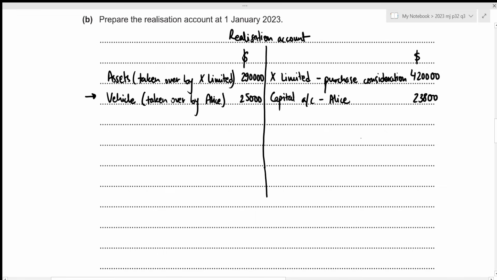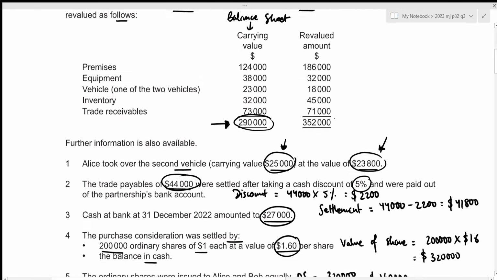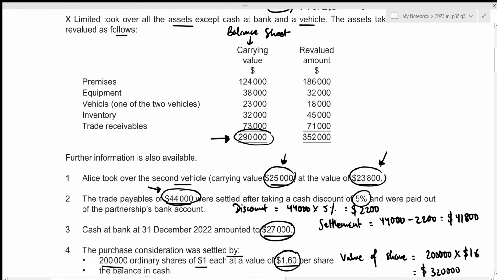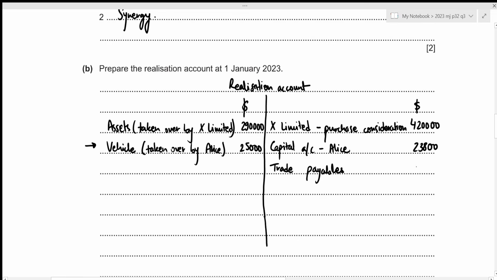Now we repeat the same process but for liabilities, and that will be on the opposite side. Since we recorded assets at its value given in the statement of financial position on the debit side, we do the same thing for liabilities but on the credit side. And the only liability that we had was of trade payables. And its value as per the statement of financial position was 44,000. Whereas the amount that was actually paid was 41,800 from the partnership's bank account. So 44,000 should be recorded on the credit side. And the settlement amount of 41,800 should be recorded on the debit side. And this was paid out of bank.